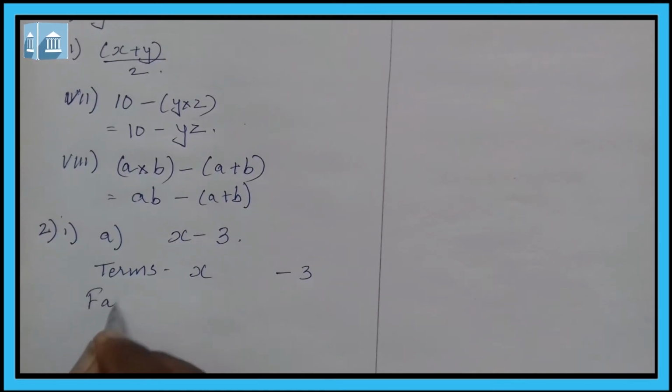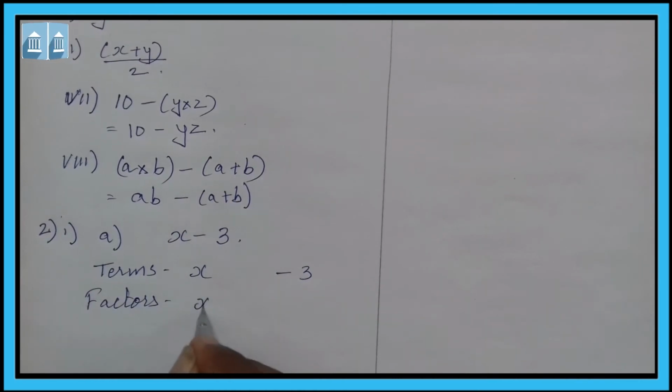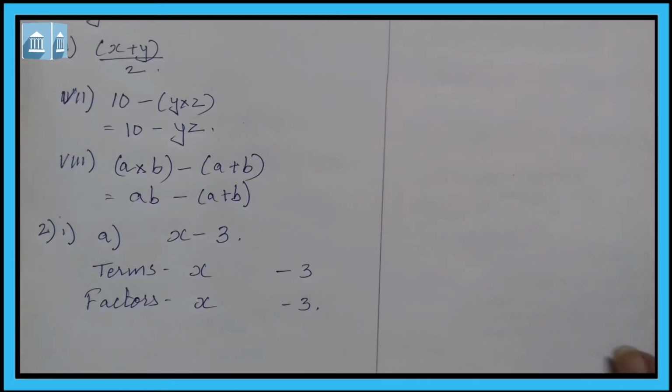Then the factors are here x only, and here also it is minus 3 only. So these are the terms and factors. Okay, factor trees of terms and factors. Now let us see the D.